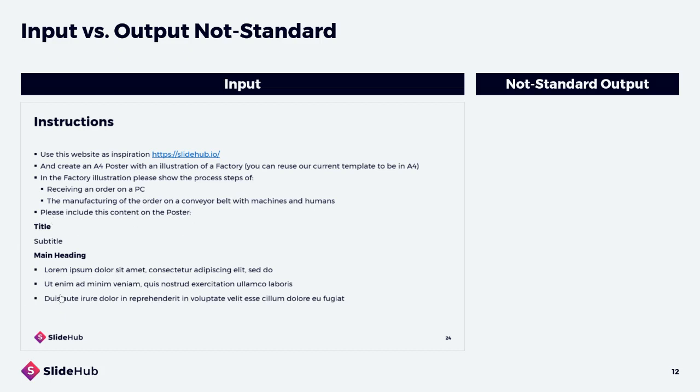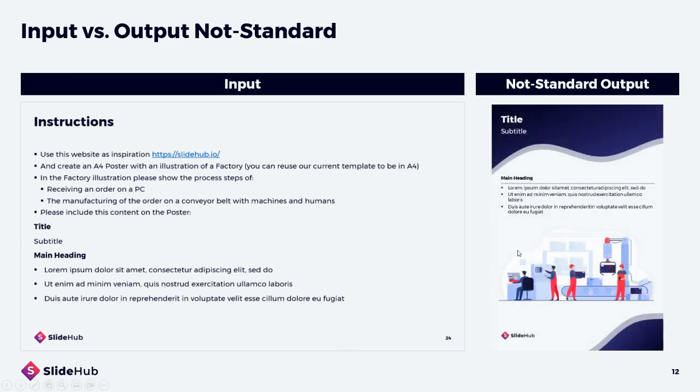So we can see here, this is a content that needs to be added. And here would be the output. So you can see we are still following the SlideHub style and rules. We are using the SlideHub template. We just converted it to A4, and we made the illustration as per the instructions from the client using their content provided.